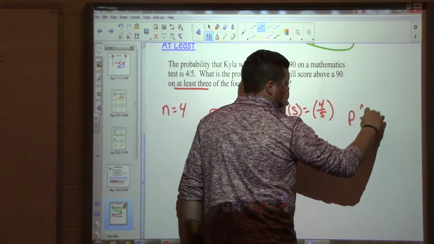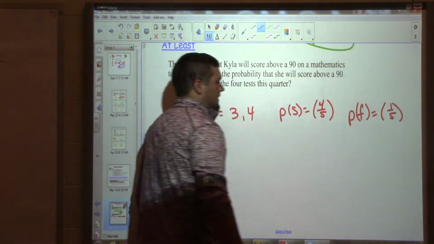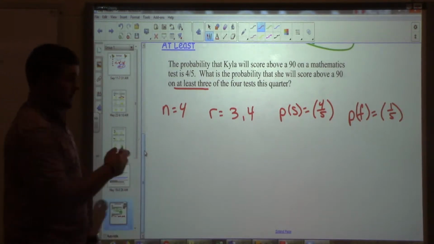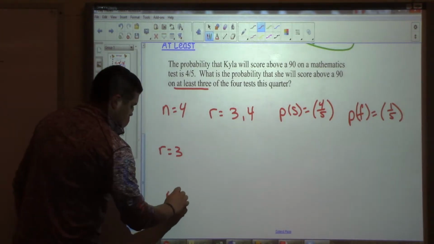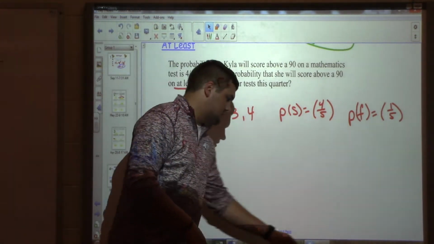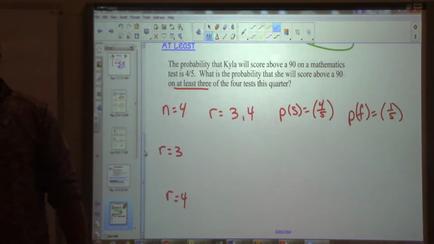Probability of failure is still 1/5. Now, how we're going to do this is, we're going to let r equal 3, and we're going to plug it into our equation. We're going to let r equal 4, and we're going to plug it into our equation. Hold on a second though. Didn't we already do r equals 3?